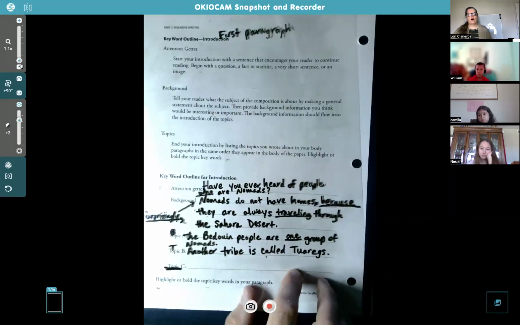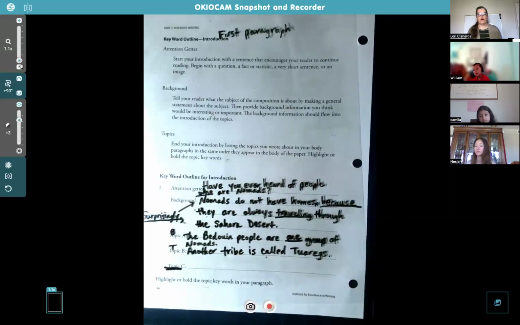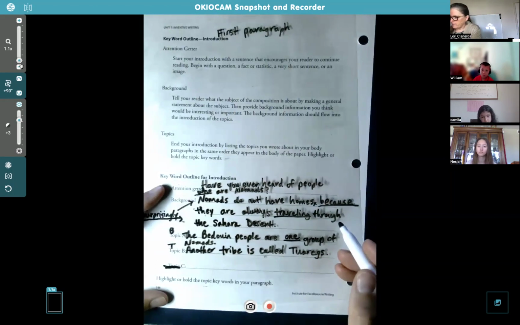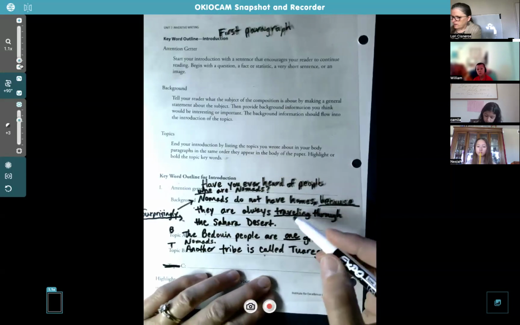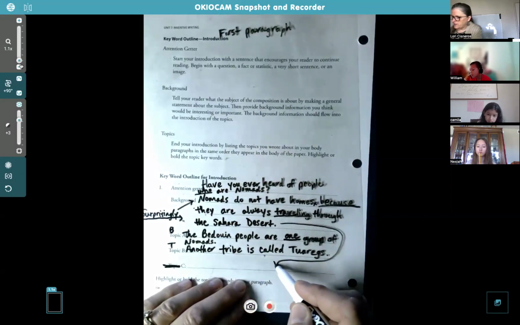So since they are always moving, you guys want to say that? Since they're always moving, they have to bring all of their possessions with them. Okay. Put an arrow down here because I'm going to add this sentence down here.